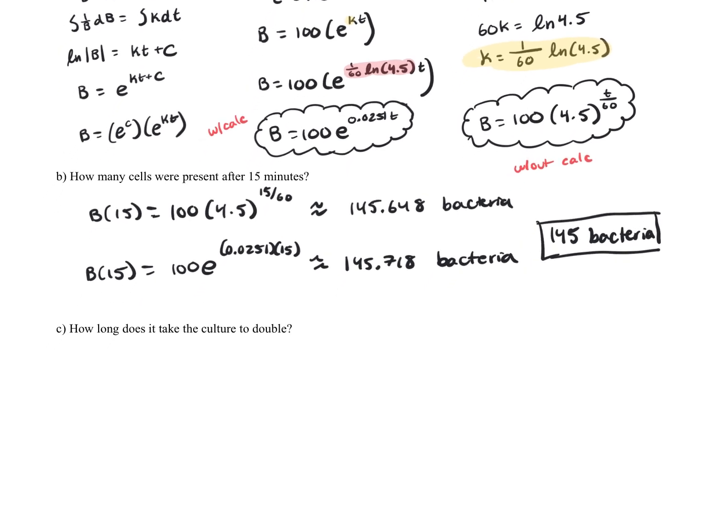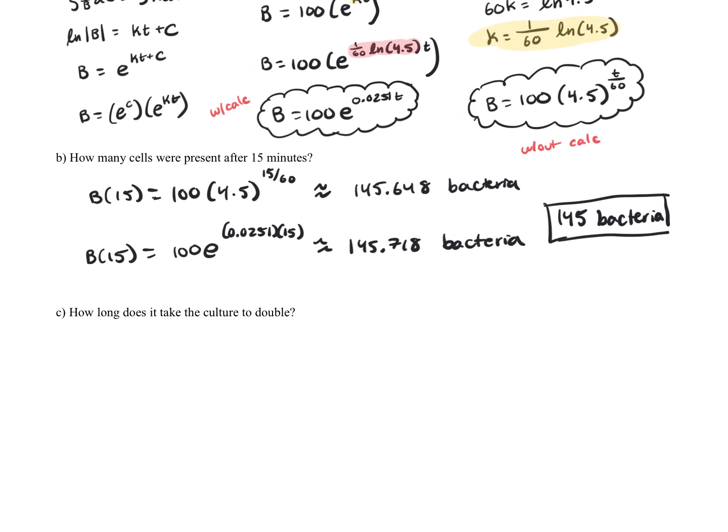Now let's look at this last part. Here they're asking how long would it take for this culture to double. So now we're actually going to solve for t. If the amount is doubling, the initial amount was 100, so that means our new amount would be 200, so 200 equals 100 times 4.5 to the power of t over 60.